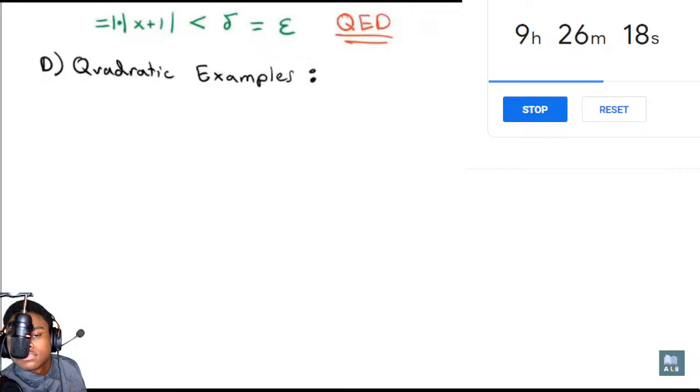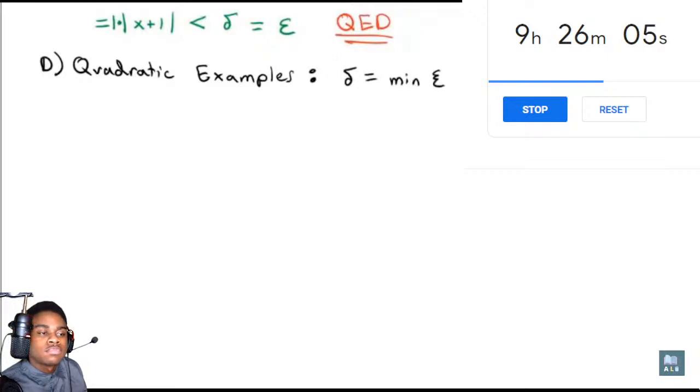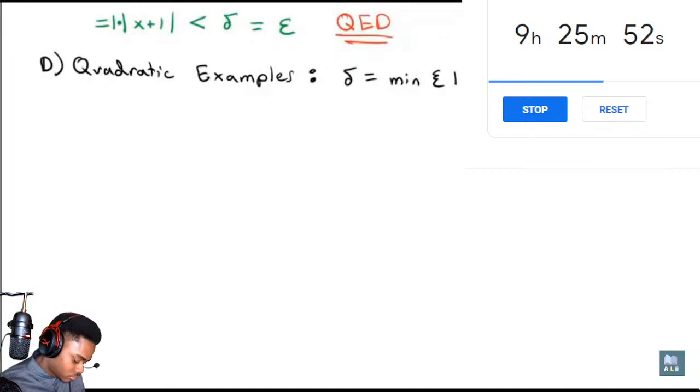With quadratics, we're going to need a little bit of help to make delta come out right. So we're going to actually give delta 2 options. Delta is always going to be equal to the minimum of 1 and epsilon divided by something. We need that 1 to kind of set up what the divided by something is, and I'll show you in just a minute. But with quadratics, when you see x squared, delta is going to be the minimum of 1 and the reciprocal, again, of what's being multiplied by delta.